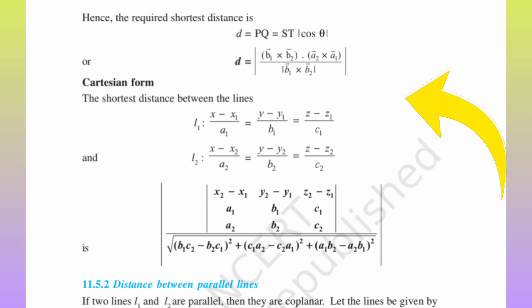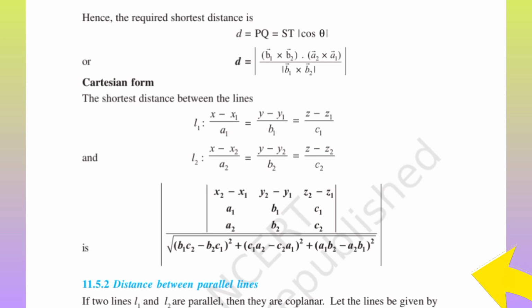In Cartesian form, the shortest distance between the lines L1: (x minus x1)/a1 = (y minus y1)/b1 = (z minus z1)/c1, and L2: (x minus x2)/a2 = (y minus y2)/b2 = (z minus z2)/c2 is the modulus of the determinant with rows (x2 minus x1, y2 minus y1, z2 minus z1), (a1, b1, c1), and (a2, b2, c2), divided by under root (b1 c2 minus b2 c1) whole square plus (c1 a2 minus c2 a1) whole square plus (a1 b2 minus a2 b1) whole square.